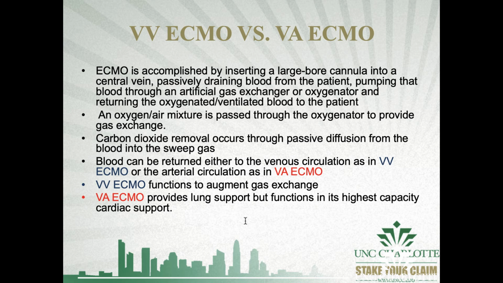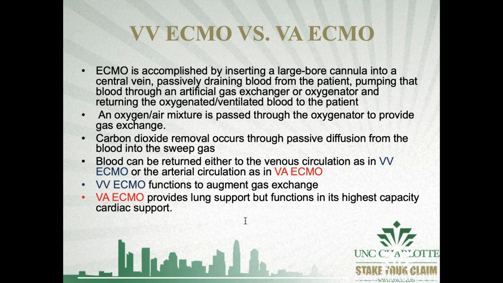What's happening is that we have VV and VA ECMO. So basically what the last part of these statements mean is where the blood's being returned. So where we're pulling blood and where we're returning the blood. VV ECMO, we're pulling blood from the venous side of the system and returning it back to the venous side of the system. VA ECMO, we're pulling blood from the venous side of the system and returning back to the arterial side of the system.